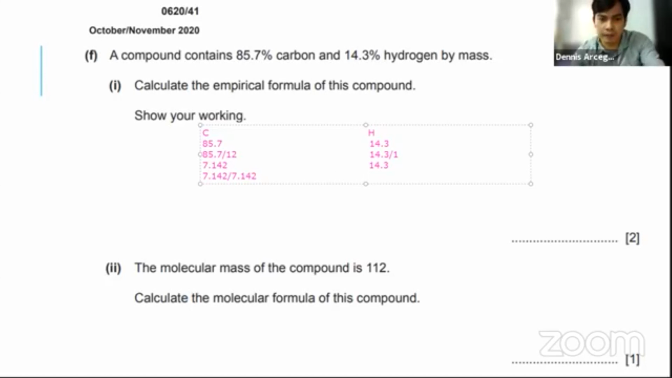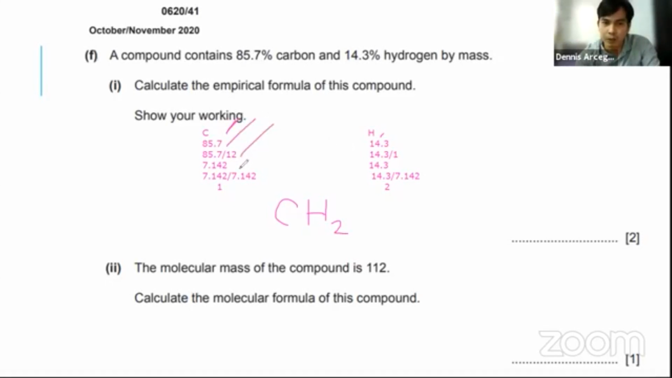The next will be 14.3 divided by 7.142. Then you can get the answer for this one. So this will be 1. This will be 2. Now you can get the correct answer. It means it has 1 carbon, 2 hydrogen. So it's just CH2. So step one, write the element, write the percent, divide by the atomic mass. Then after you divide by the atomic mass, you look at the lower value, then you can get the number of atoms for each.